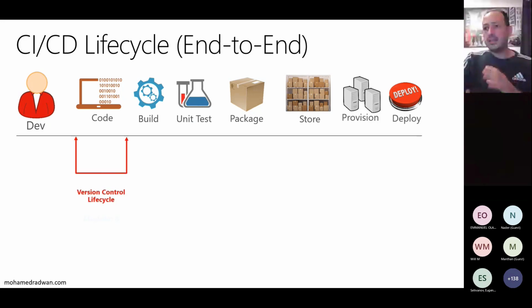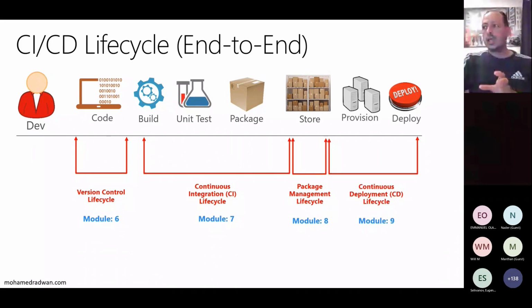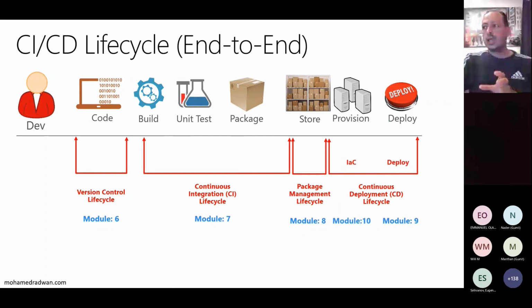And again, in the course, version control is covered in module 6. You can find all this information on GitHub. Continuous integration is covered in module 7, package management in module 8, and the CD, or continuous deployment, in module 9, where we first covered manually provisioning the environment. Module 10 covers infrastructure as code. And this demo is in module 10 because we have now covered all of that, so we are going to cover all of it in one demo.